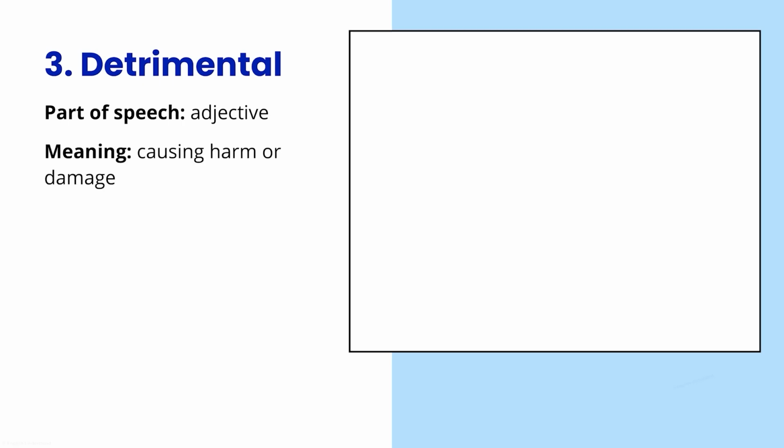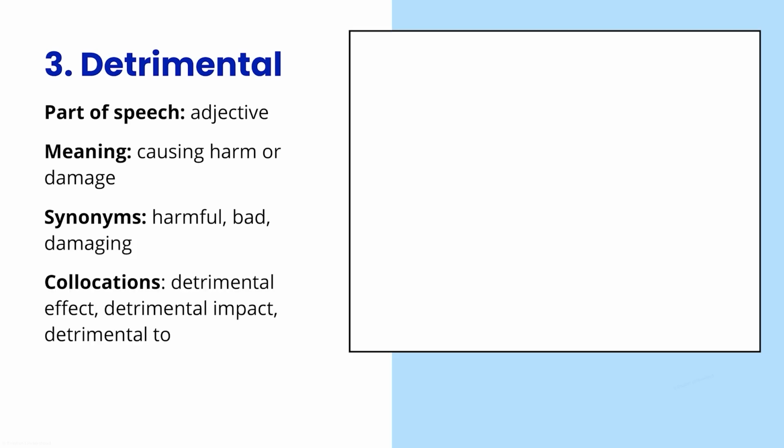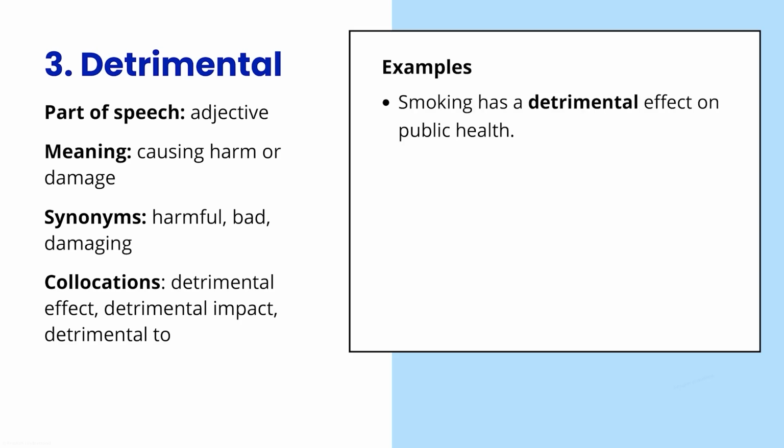Let's move on to word number 3, which is detrimental. Detrimental is a great word. It's an adjective, and it means causing harm or damage. Synonyms are harmful, bad, or damaging. So here are some collocations. Detrimental effect. So this means a bad effect which has caused harm or caused something negative to happen. Detrimental impact. Detrimental to.